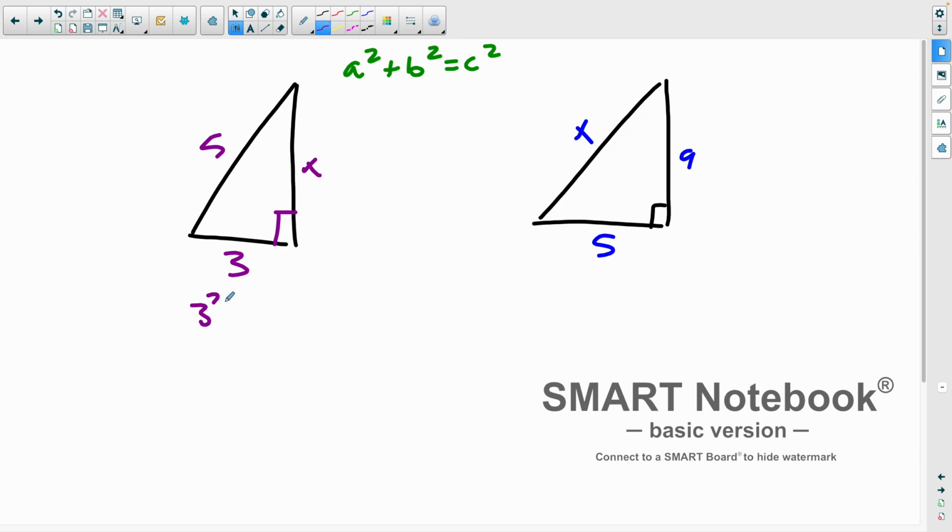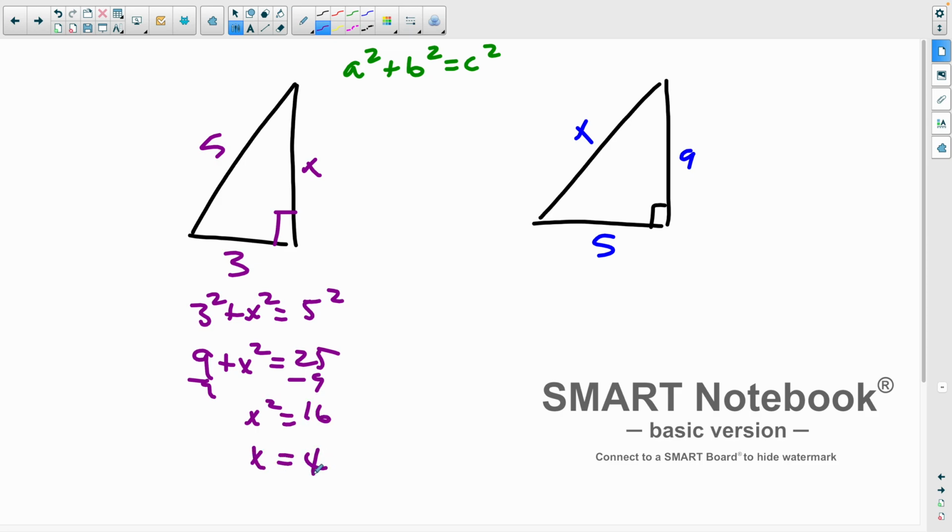So I'm going to go 3 squared plus x squared equals 5 squared. And so we have 9 plus x squared equals 25. We could subtract the 9. x squared equals 16 and x would equal 4. Some of you might have looked at this and go, well, I knew that. That was a 3, 4, 5 triangle. I know that. Okay? But I can prove that with Pythagorean theorem.